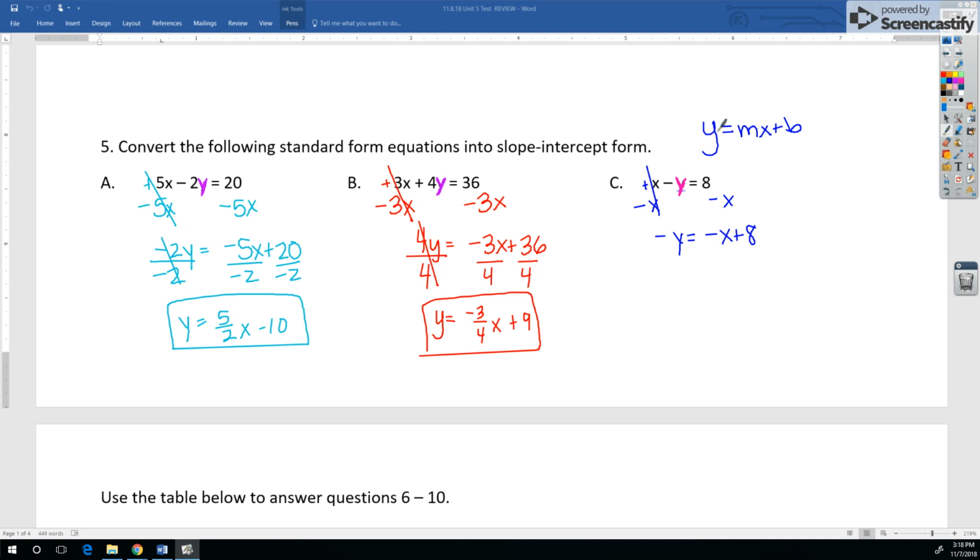I don't quite have it. I have negative y, which means negative 1y. So finally, my last step is actually to divide by negative 1. So I'm left with y equals negative x divided by negative 1 is just positive x. And negative 8 divided by negative 1 is negative 8.